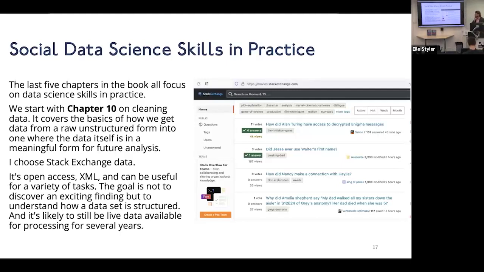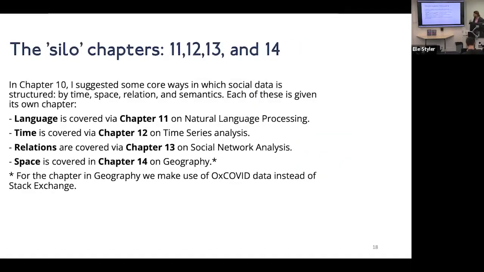Now, I don't just use that. In fact, in one chapter, I use OxCovid data for a little bit at the end, but I mainly use Stack Exchange here. And these are for the silo chapters.